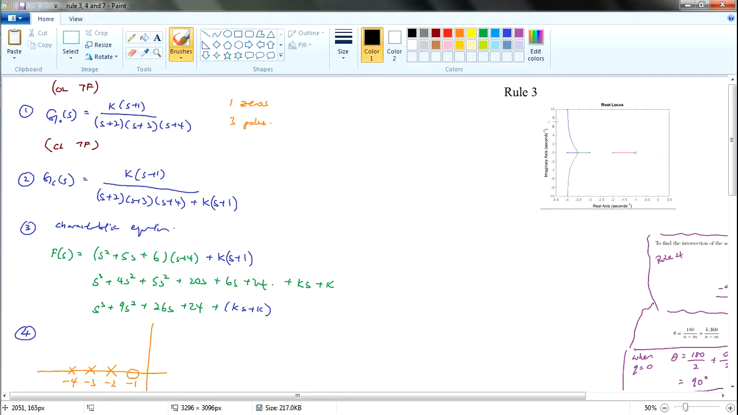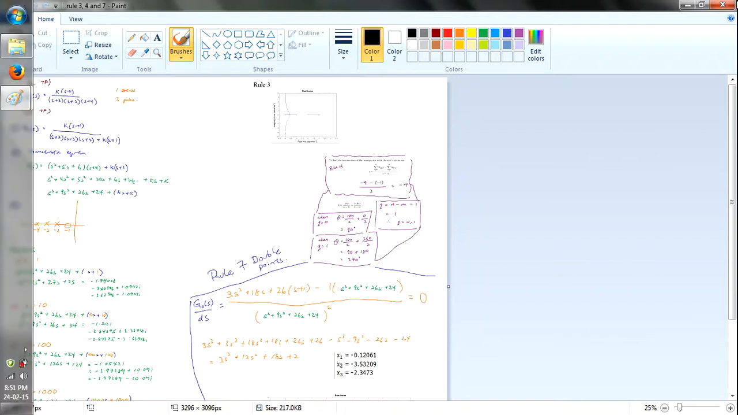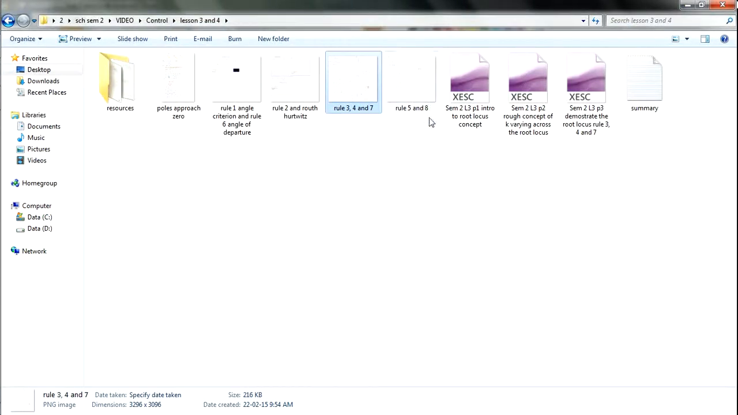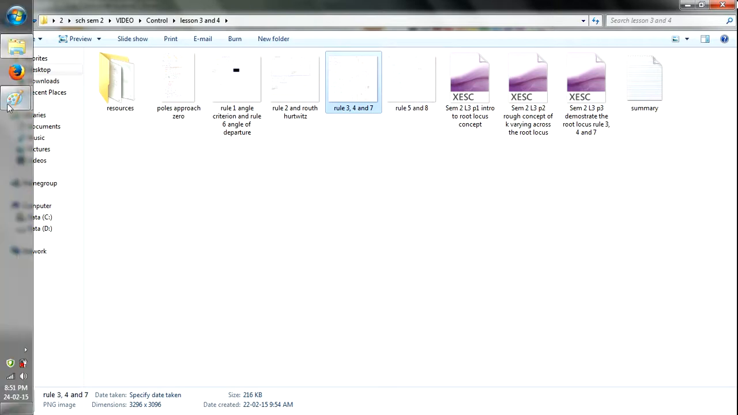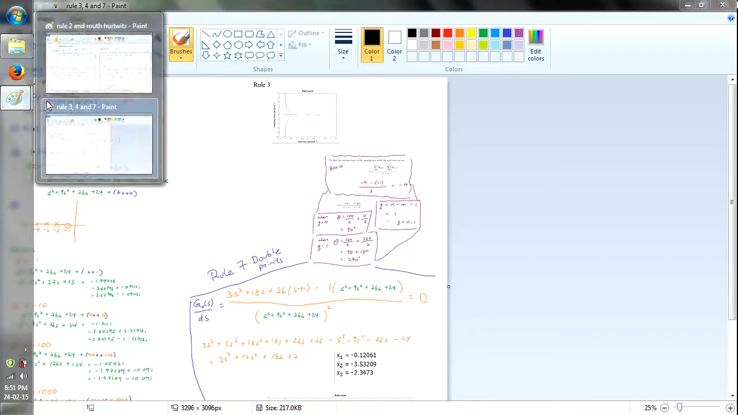In this video we talk about rule 3, rule 4 and rule 7, which are mainly about plotting out the root locus plot. Okay, these are all the main rules that govern it. Later on, I'll have some additional rules, 5 and 8, which I won't go through in this video.